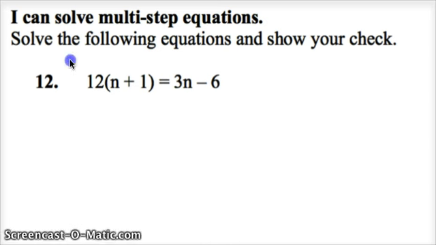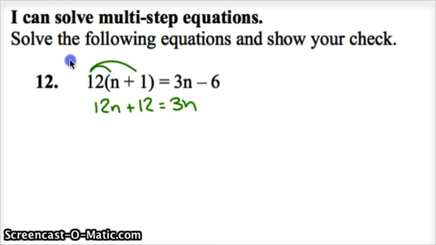So I'll take my 12 and distribute into the n plus 1. So 12 times n is 12n. 1 times 12 is 12. Equals 3n, I'll say plus a negative 6, add the opposite here.